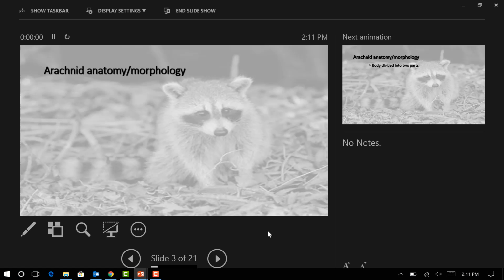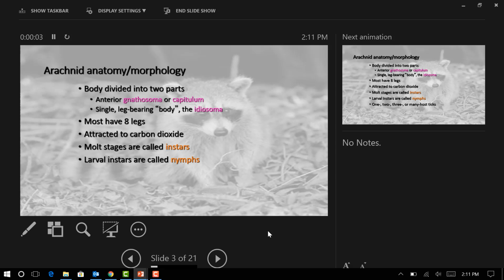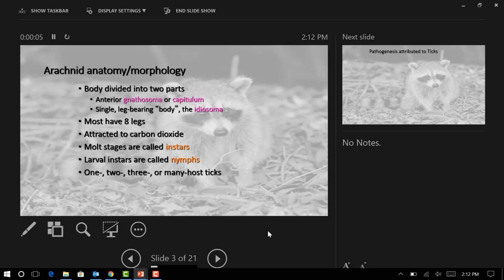All right, so we'll talk about general arachnid morphology or anatomy. These features are going to apply to ticks and mites in the same way that they would apply to spiders or scorpions, although, no, scorpions are not arachnids, but they would also apply to pseudoscorpions and to some of the other arachnid groups.